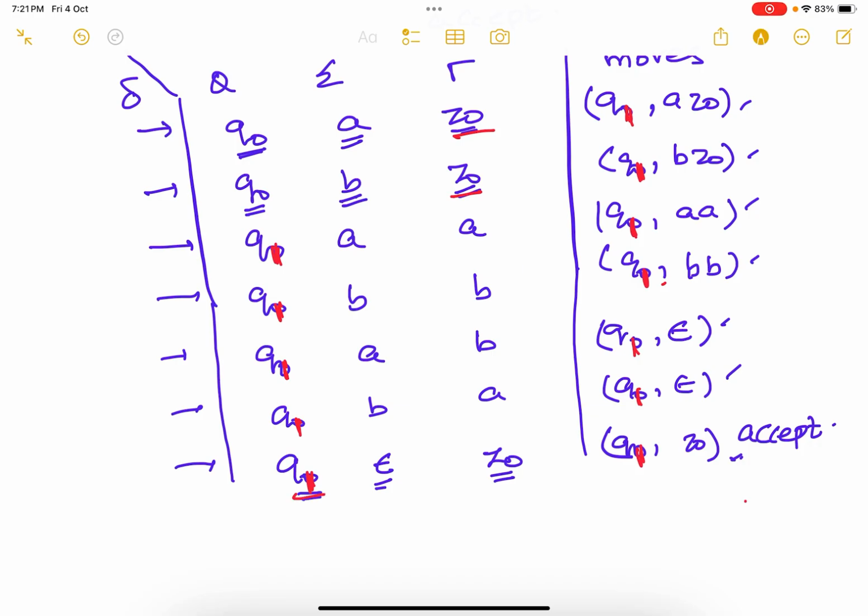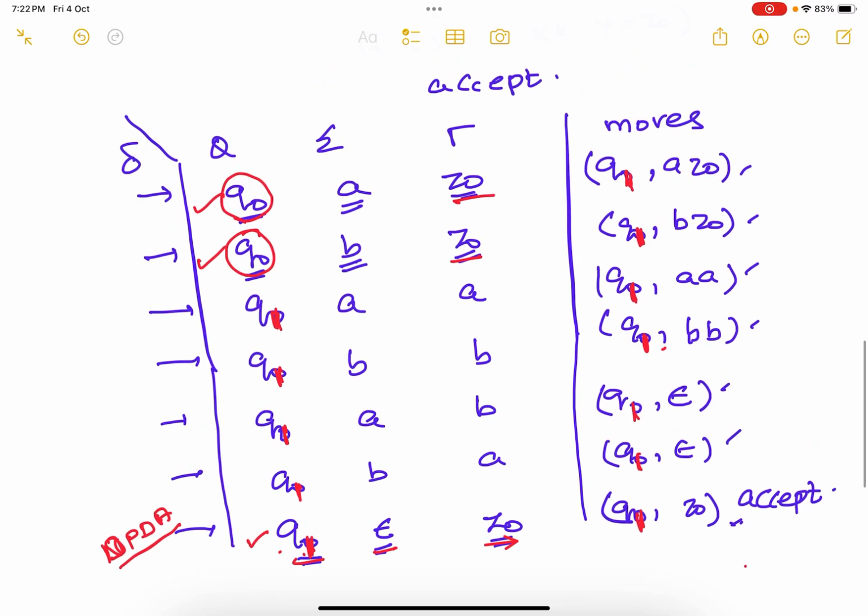If we change like this, then see here. Q0 epsilon Z0 exists, but Q1, A, Z0 has a change in state here. So now this becomes a deterministic pushdown automata. Previously it was non-deterministic because this was also existing and Q0 epsilon Z0 was also existing. If this exists, this should not exist. For the same state and the same stack symbol, an epsilon transition should not exist. So now we have changed it to this one. Okay, now it becomes a deterministic pushdown automata.